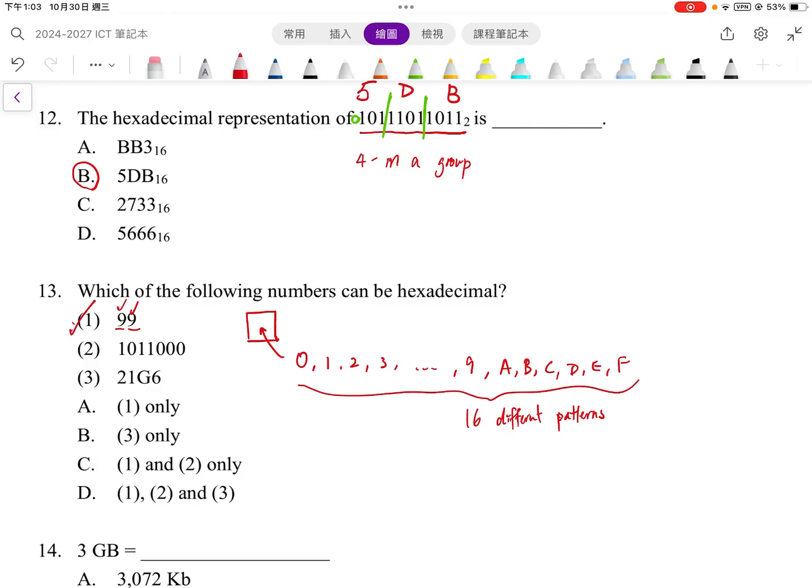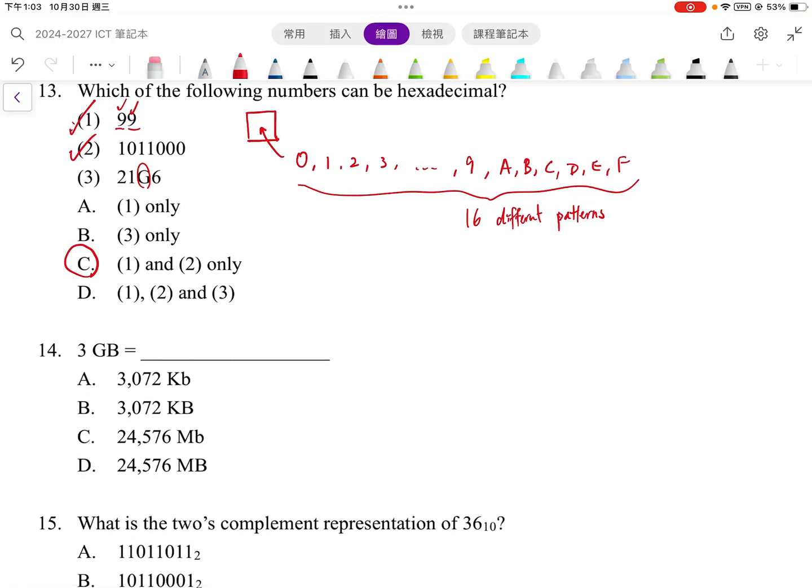For 2, it looks like binary, but you can see they are all combinations of 0 and 1, so it is also possible. But for 3, it is not possible because of the G. In our list, we do not have the G, so it is not possible to have a number with a G in hexadecimal form. The answer should be C.